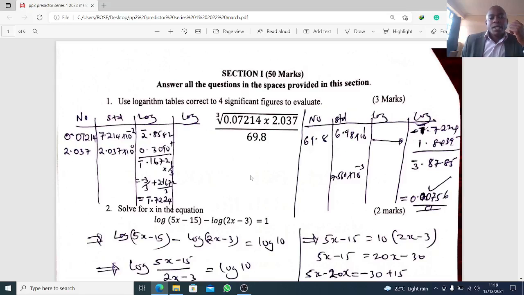I'd like to take you through this Paper 2 prediction for the 2022 March exams, KCSE Mathematics Paper 2.